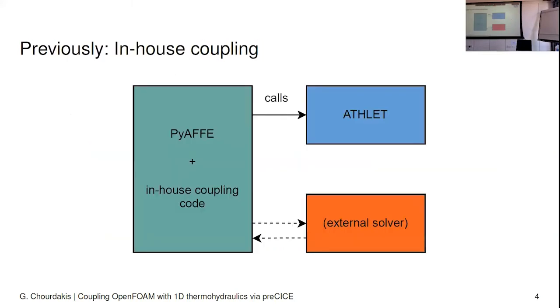So what they are doing right now is that they have their code ATHLET, which they have also encapsulated and transformed into a library that can be called by some script. And they have created a Python interface, which is also very convenient for us. A script calls ATHLET, calls other solvers. And the other solvers here are, for example, OpenFOAM. This is something that you may often see applied as a pattern when people want to couple software. But this becomes cumbersome in more complex scenarios, for example, when you want to couple more than two participants.